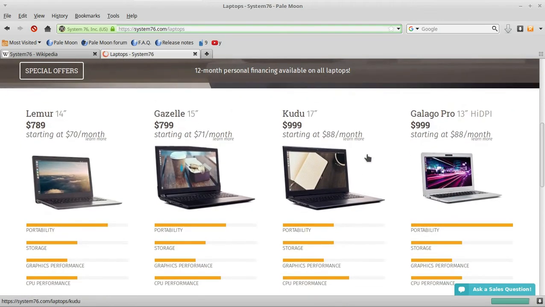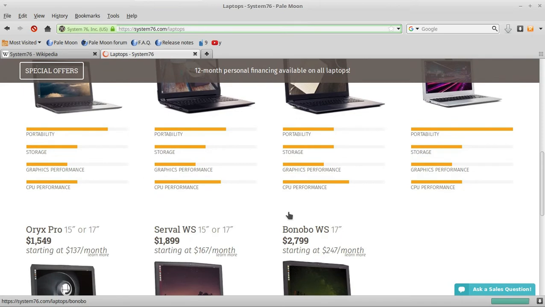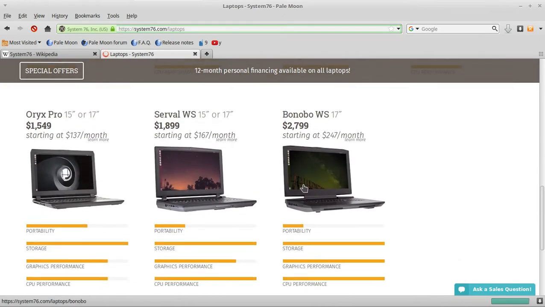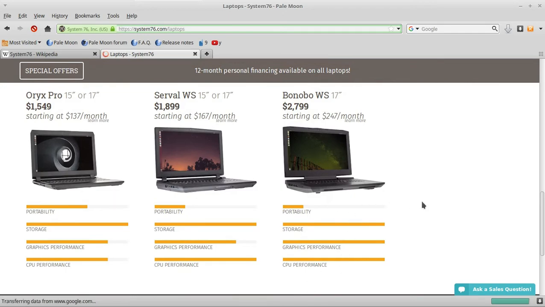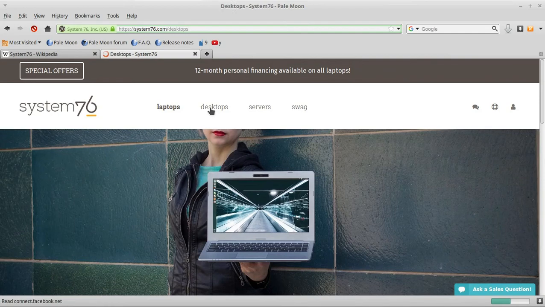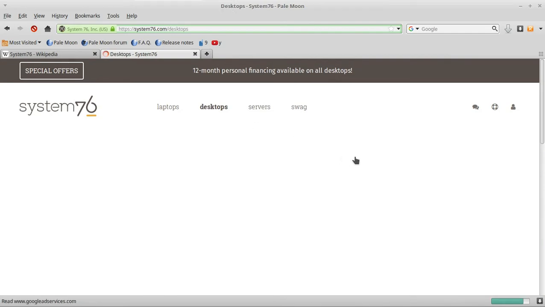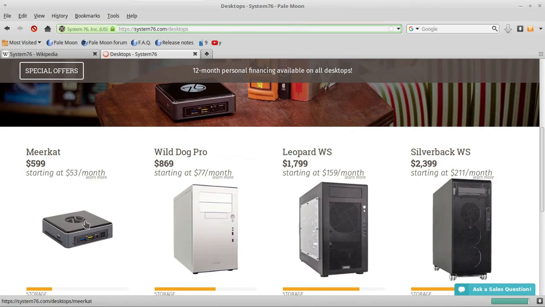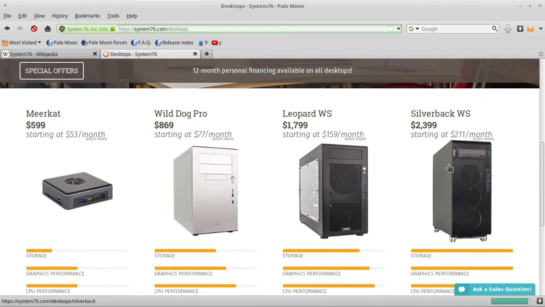Let's see, everything from the lemur, all the way up to the bonobo, starting at $789 up to $2,800. You can click each one of these to get the specifications. Let's take a look at desktops. The Meerkat, a small one, starting at $599 up to the silverback.